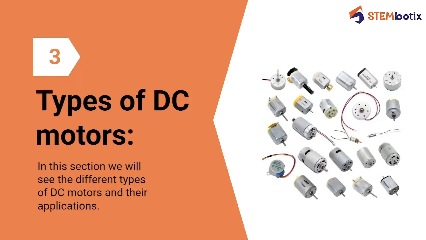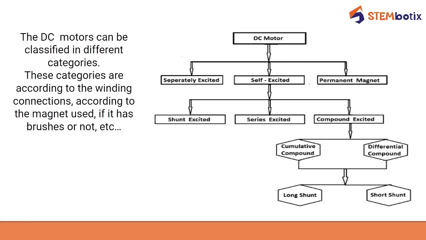Now let's see the different types of DC motors, the categories into which DC motors can be divided. In this section we will see the different types of DC motors and their applications. DC motors are differentiated into many different types, and they can be classified according to the winding connection, the magnets used, and whether they have brushes or no brushes.